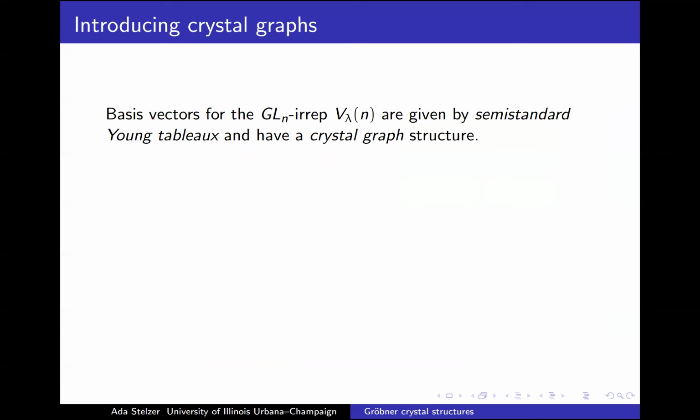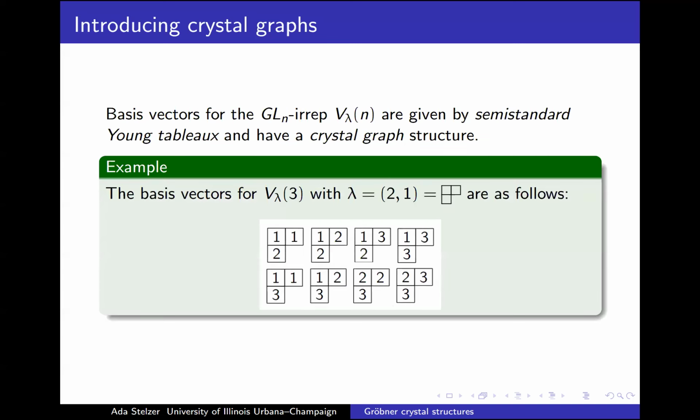It turns out that they have basis vectors that are given by combinatorial objects called semi-standard Young tableaux, and we can use these to build our first examples of crystal graphs. If you don't know what a semi-standard Young tableau is, take your favorite partition and represent it using its Young diagram. In this case, my partition is (2,1), which I represent with the Young diagram having 2 boxes in its first row and 1 box in its second row.